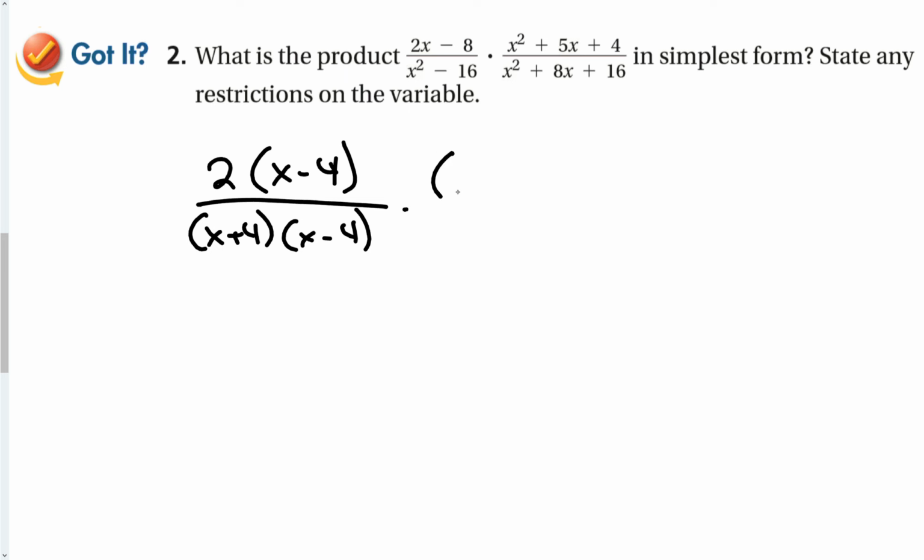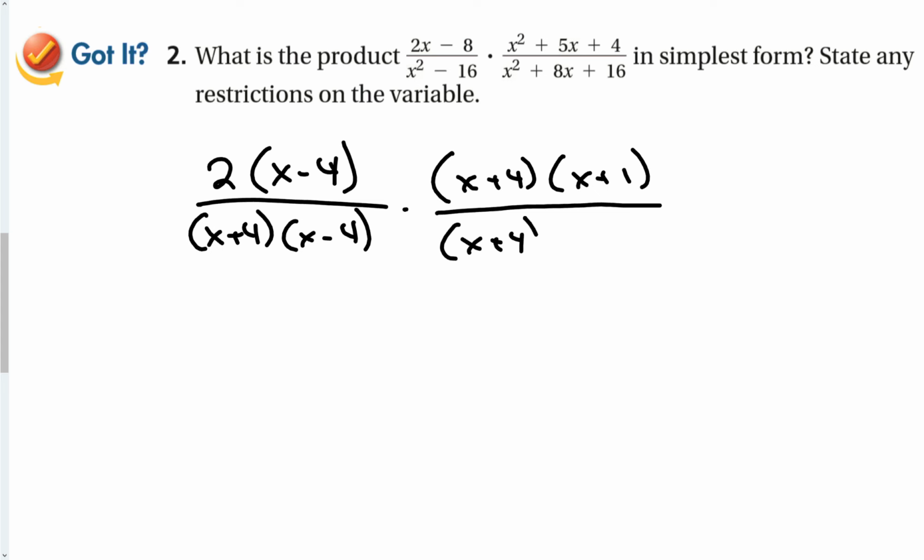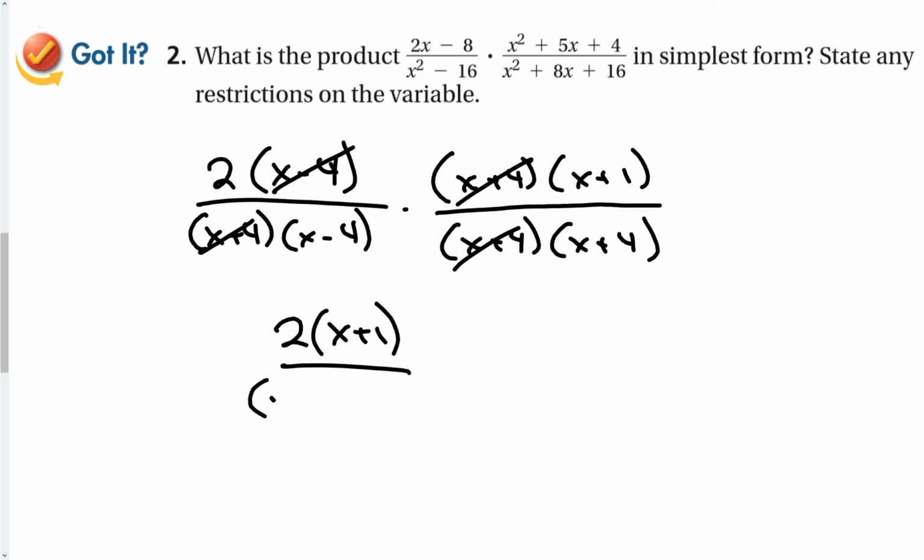Factors of 4 that add to 5: x plus 4, x plus 1. And factors of 16 that add to 8: 4 and 4, so x plus 4, x plus 4. Okay, so one of these cancels with one of these. This one cancels with this one. And that's it. So we have 2 times x plus 1, multiply across the top and multiply across the bottom.